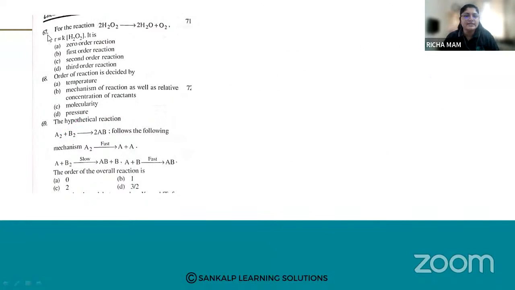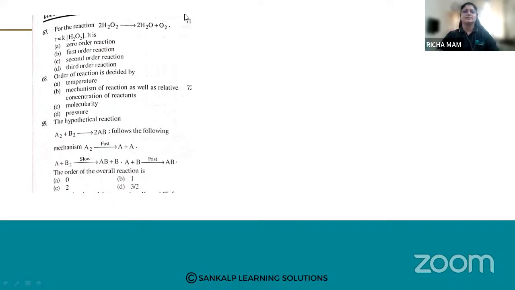Then 67th question. For the reaction 2H2O2 giving 2H2O plus O2, the rate K is given. Which order reaction is it? Zero order, first order, second order, or third order? Yes. So the rate equation is given. So you have to tell which order reaction it is.